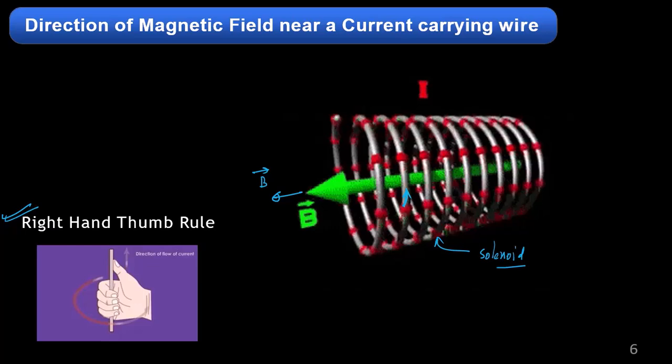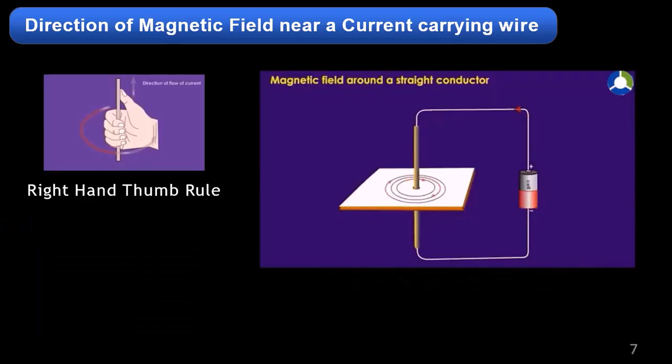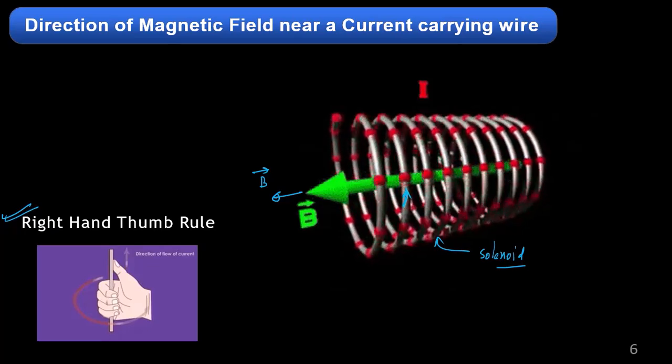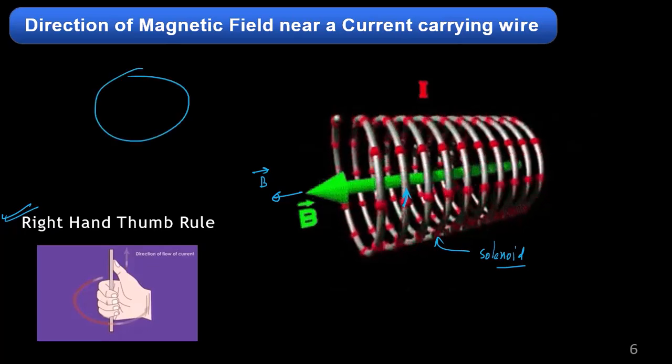Now this is for the loop. If I say the loop is not like this, any kind of loop may be there. Let us say there is a circular loop, and the current is going in this direction. If I curl my fingers along the I direction, the current flowing direction, the thumb points inward. So the magnetic field will be inward.